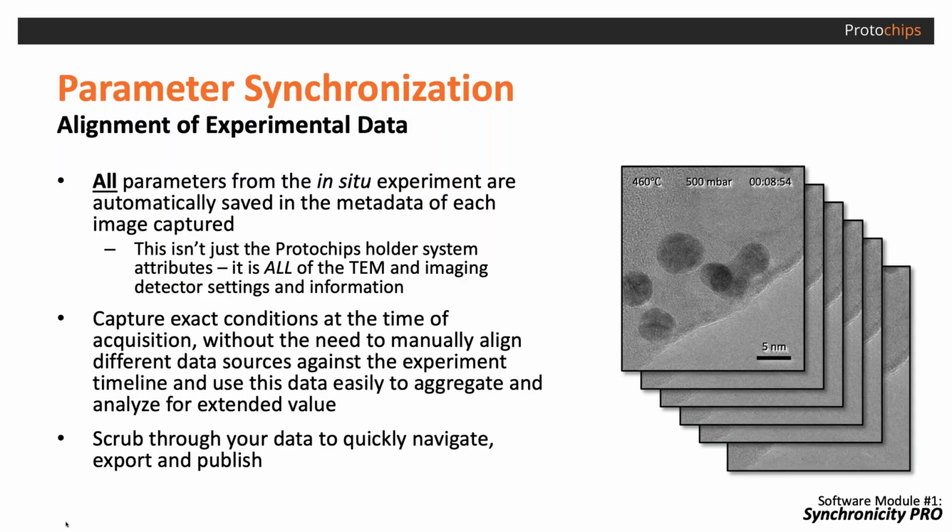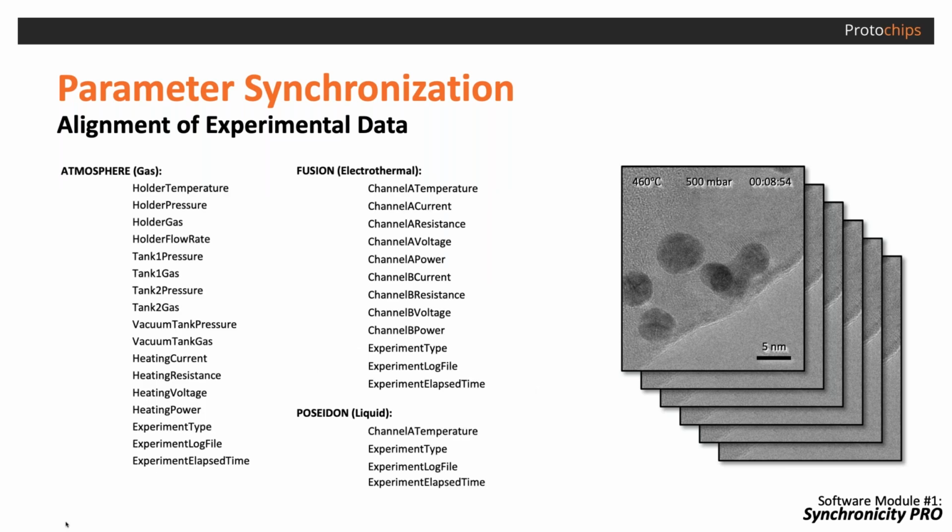So parameters. Every moment as you're gathering the data, every one of those pieces of data has got all of the information from all aspects of the system embedded into it. And so if you've got a current day Protochips holder, you're getting all of the parameters from the gas cell, the liquid cell, or the electrothermal system, and not just the stimuli that you're sending into the sample, the responses you're getting back from them. So it's a wealth of information.